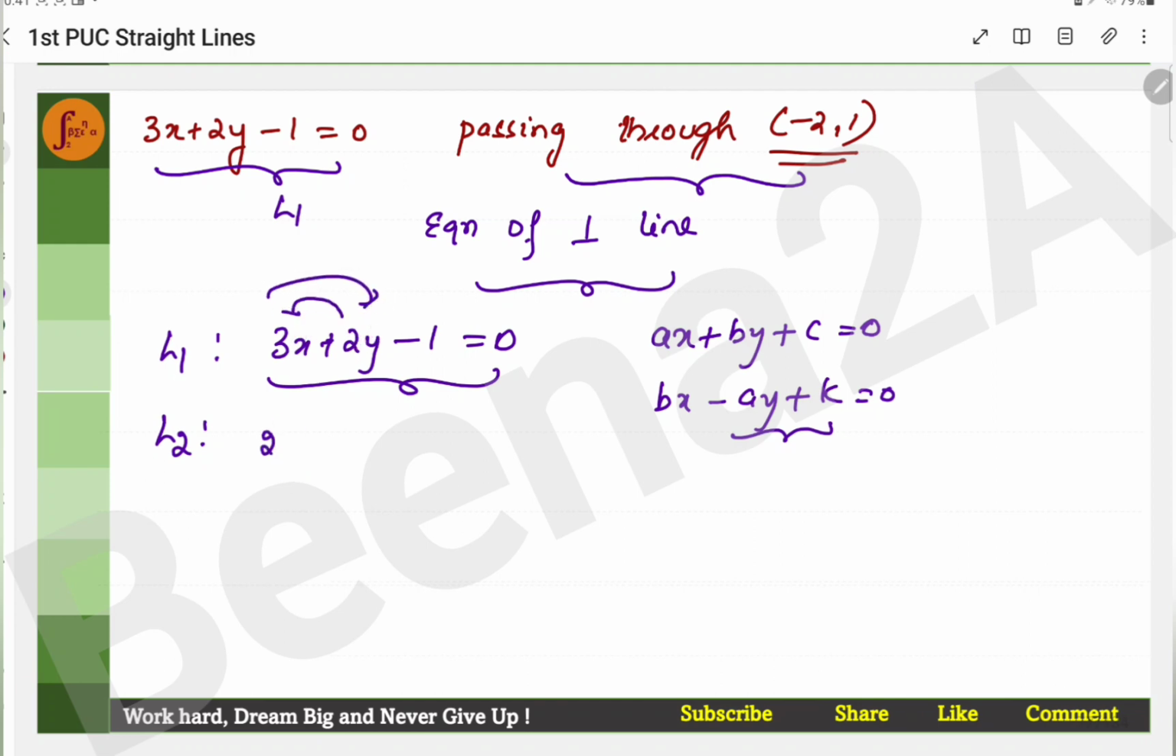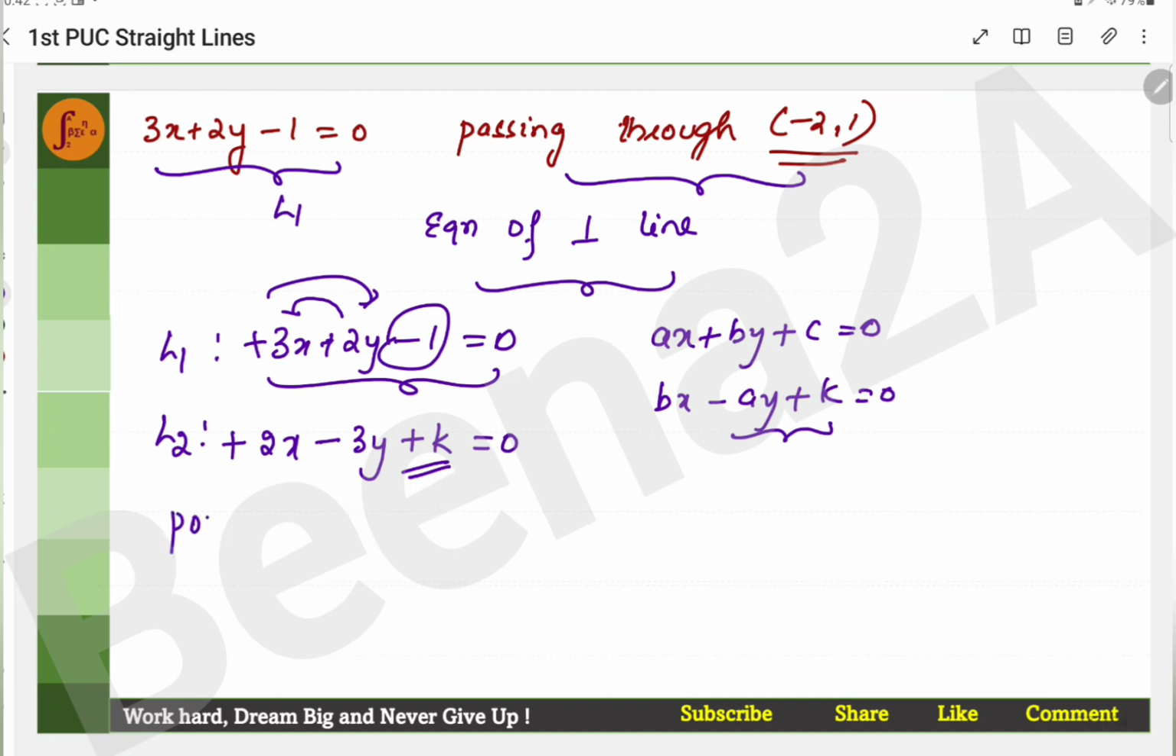So you'll get 2x, 3y, and instead of minus 1, I'll put plus k is equal to 0. Whether you have minus 1 or plus 1, always put plus k. There's always a confusion as to what the sign should be. Whatever sign you have for y, this plus 2, it will remain as plus 2 only. Whatever sign you have for x will get reversed. You have plus, this will become minus.